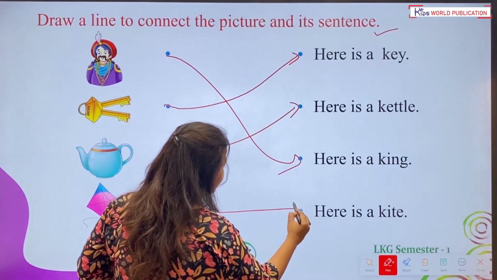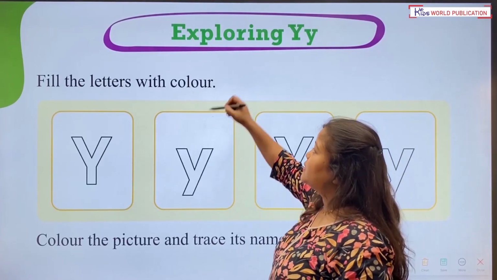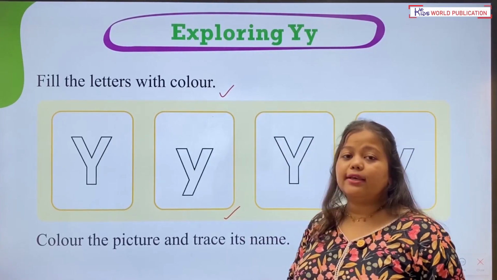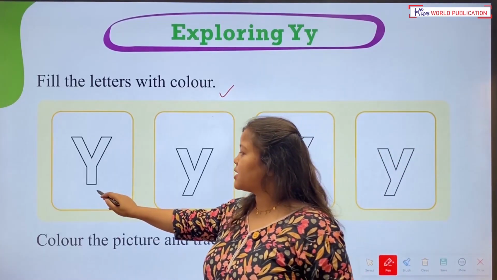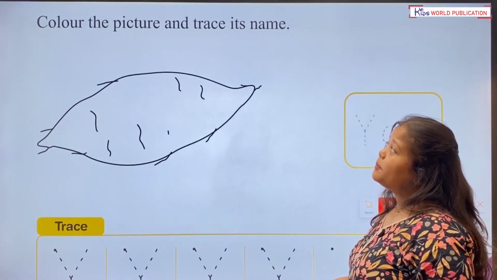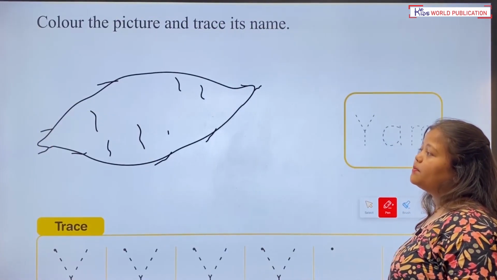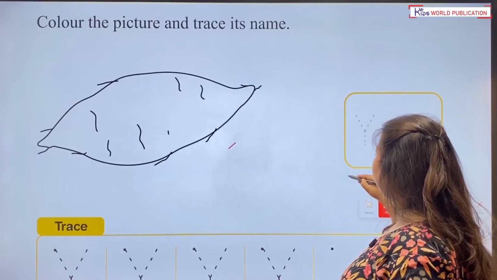Exploring Y. Fill the letters with color. So kids, here you can see letter Y is drawn. So you will fill it with your favorite colors. This is capital Y and this is small y. Color the picture and trace its name. So kids, you will color this picture and also trace its name here.